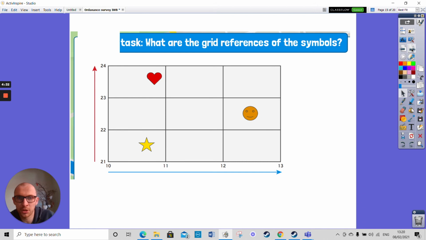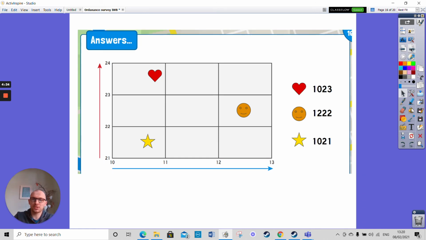Okay, so we'll look at your answers now. These were the answers. For this one, it's 1023, because it's here. Then we've got 1021, and 1222.